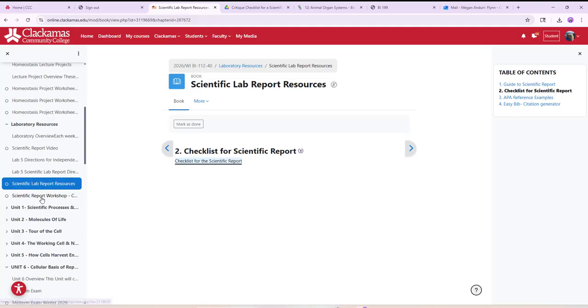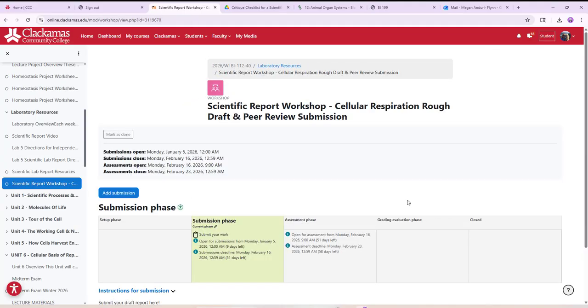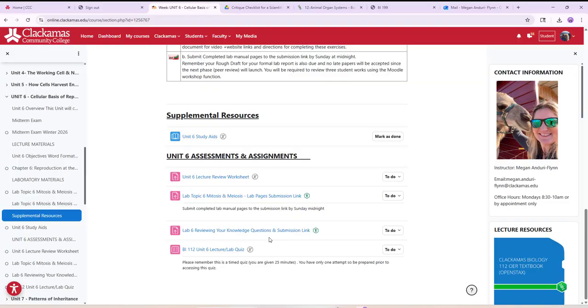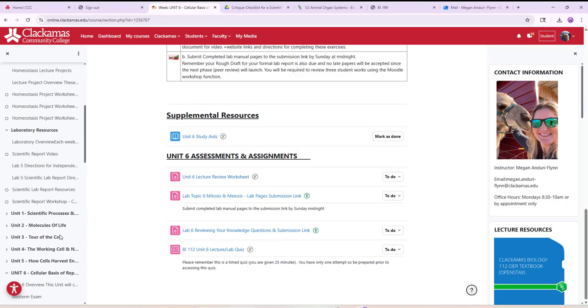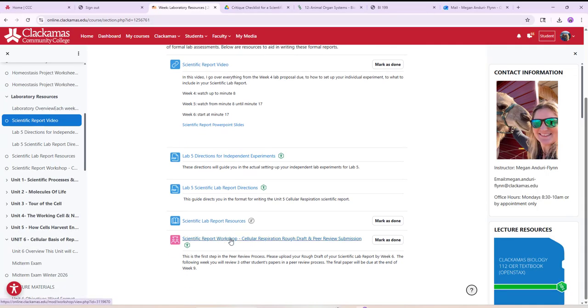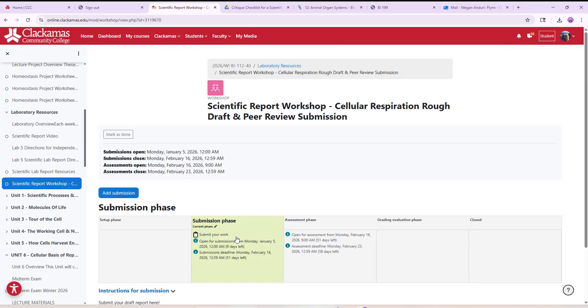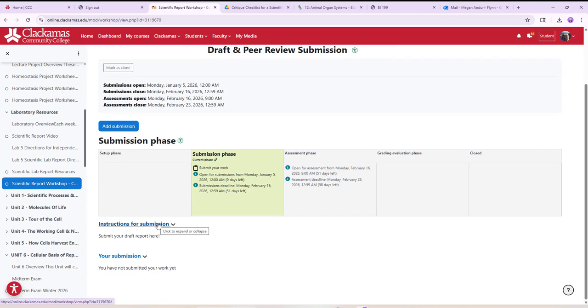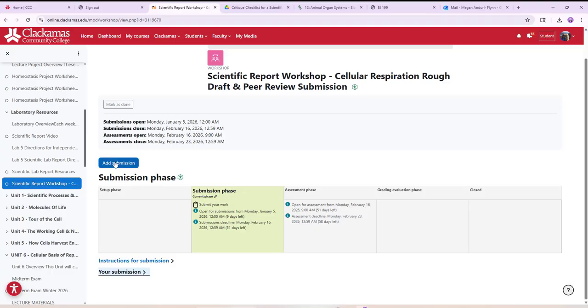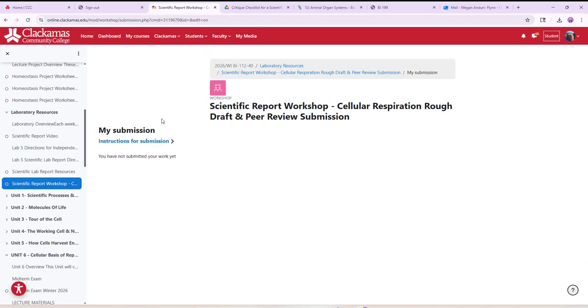So once you're ready to submit your rough draft, notice under Unit 6, there's no place to submit your rough draft. So you're going to go up to the laboratory resources, and you're going to click on this scientific report workshop. This is where you're going to submit your rough draft. Here are the instructions for submitting, and then your submission will go there, and you just add your submission.